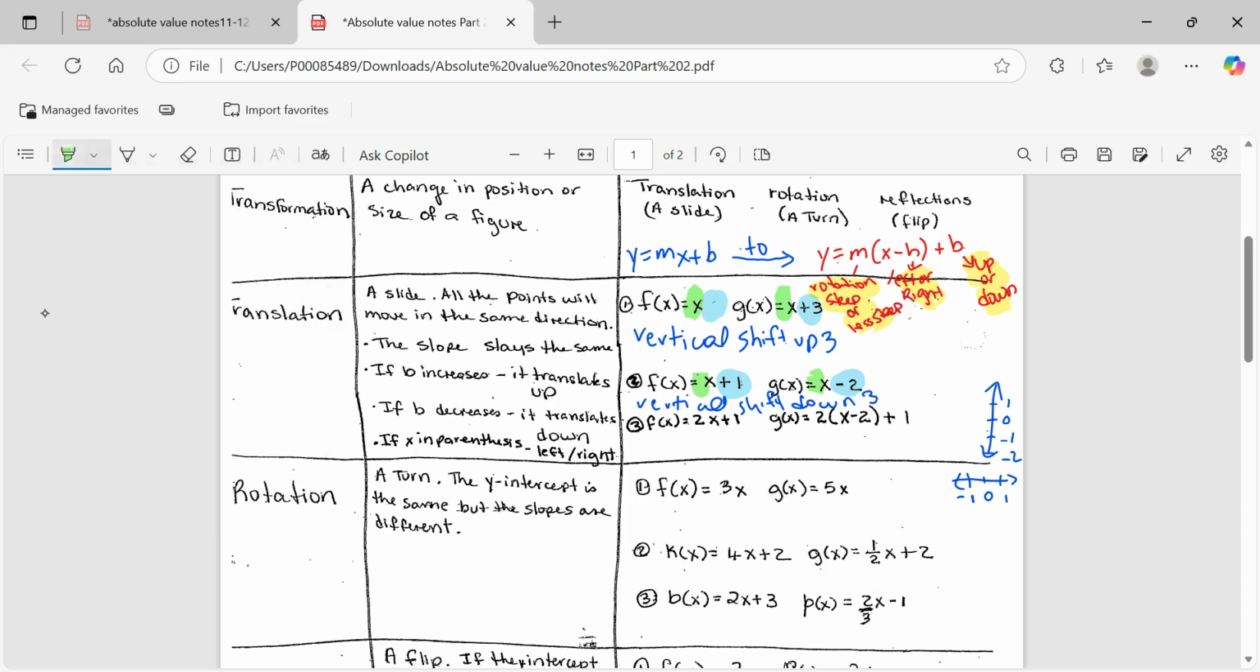All right, let's look at another one. Again, always start in the front. Is your slope changing? No, so I know it's not a rotation. It's not getting steeper or less steep. I've got to move on. I look and I actually see that there is something going on inside a parenthesis. So this is just x. And then this one actually has an x minus 2. That's going to affect your h.